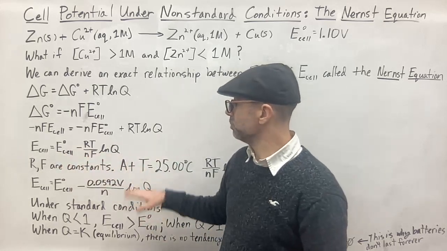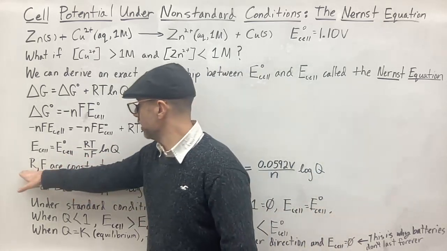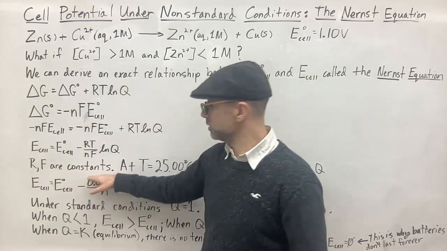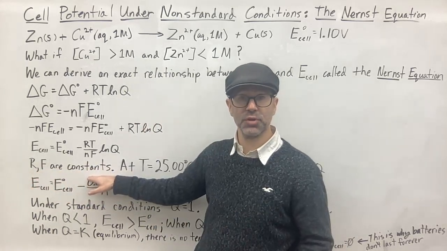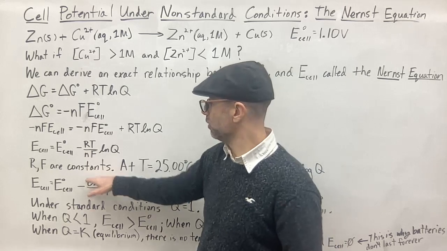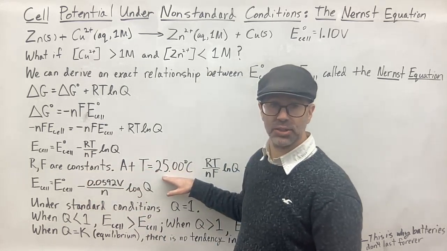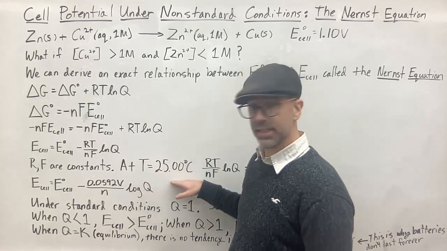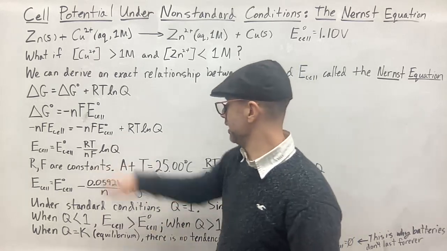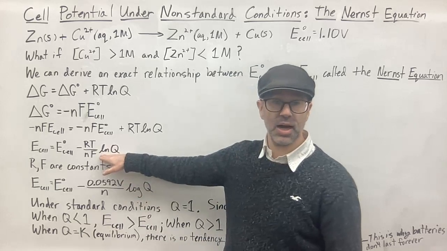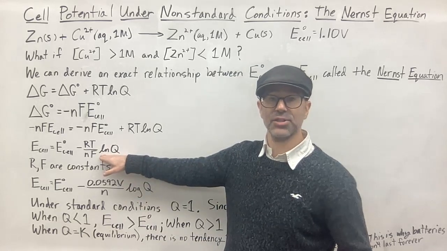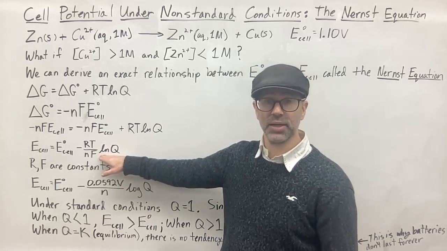But now we can plug in certain things. We know that R and F are constants, right? So we can plug in the numbers for those like we did before. And we can set the temperature at 25 degrees Celsius, so under that condition, we can plug that in. And we also have the relationship between the natural log and the log base 10.